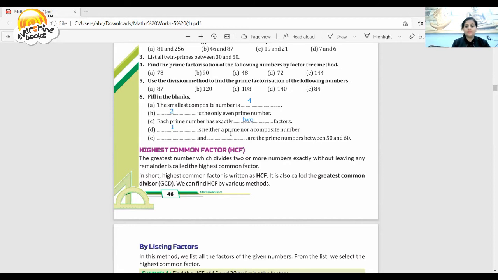And these are the prime numbers between 50 and 60. There are three prime numbers between 50 and 60: 53, then 57, then 59. They are not divisible by any number other than 1 and the number itself. So you got it. What about the factors and the multiples also?